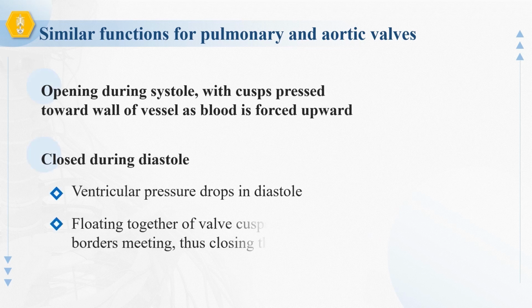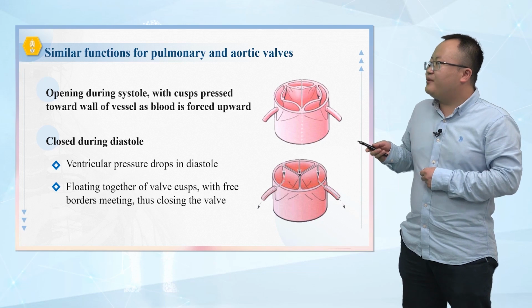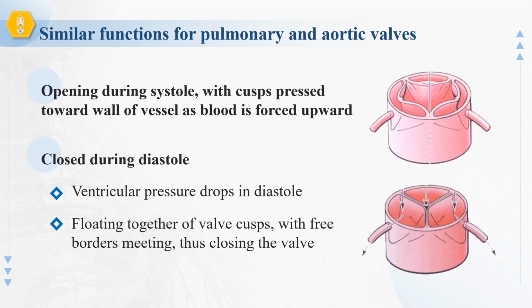When compared with the pulmonary and aortic valves, they both open during systole with the cusps pressed against the vessel wall as blood is forced upward, and close during diastole.